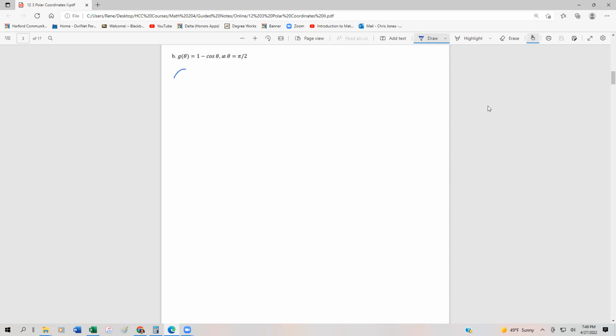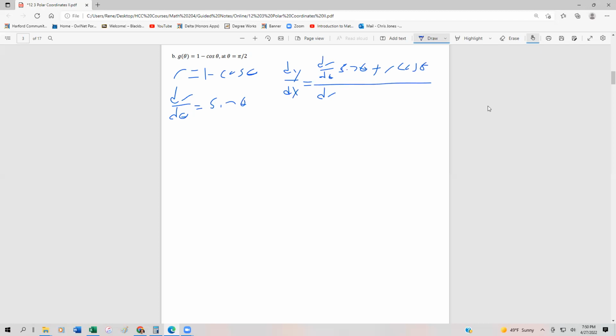Now, remember, one thing that we should do automatically is say that r is equal to 1 minus cos theta. And we would find the derivative dr d theta. Derivative of 1 is 0. Derivative of negative cosine is positive sine theta. Also recall that dy dx is going to be dr d theta times the sine of theta plus r cos theta, divided by dr d theta cos theta minus r sine of theta. So these are formulas that we have to have before we can find the derivative.